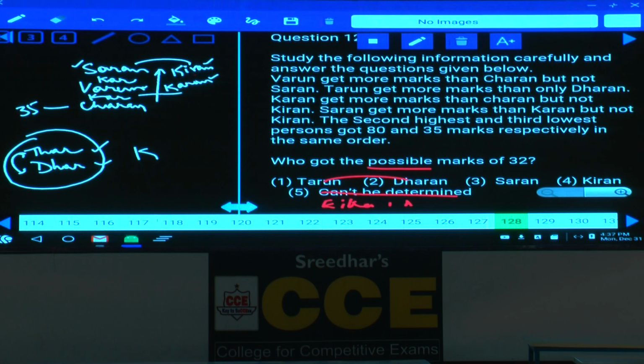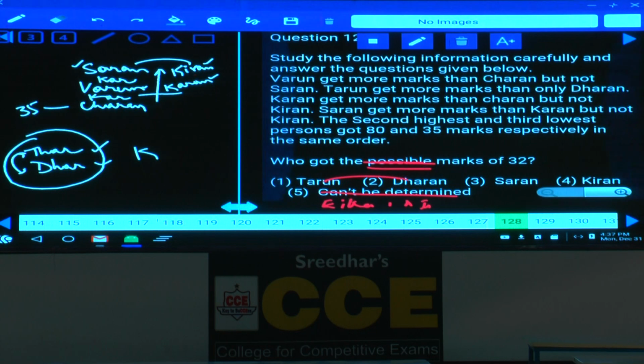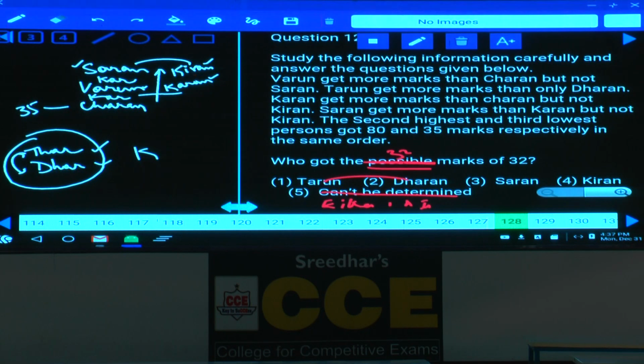Yes, when can we go for "cannot be determined"? If the question is about who got 32 marks, then it is cannot be determined. 32 cannot be identified, isn't it? Whereas for possible, these two persons have a chance of getting that 32. If the question is about a definite question, then cannot be determined is the answer. If the question is about a possible, then either one or two is the answer. Choice 5.